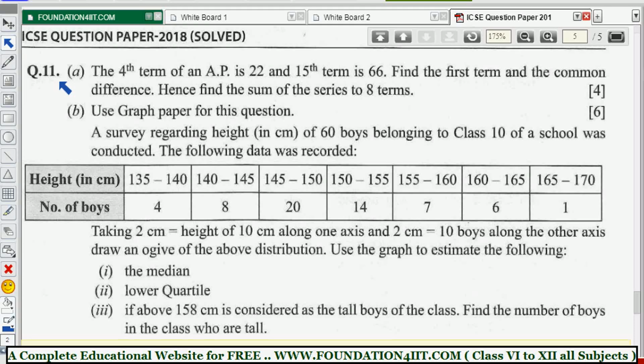So in question number 11, we have only two parts, A and B. First is for 4 marks and second is 6. So this is a progressions question. Fourth term of an AP is 22 and 15th term is 66. Find the first term and common difference, and based on that find the sum of the series to 8 terms. Okay, let us solve this.